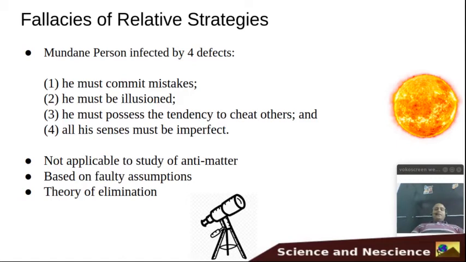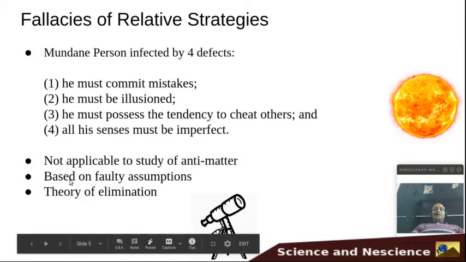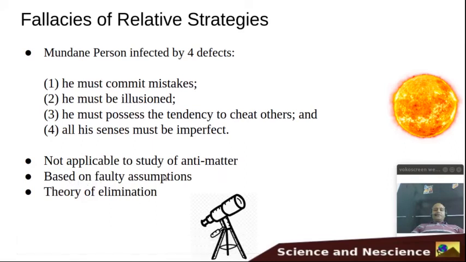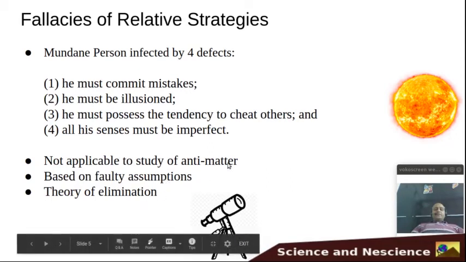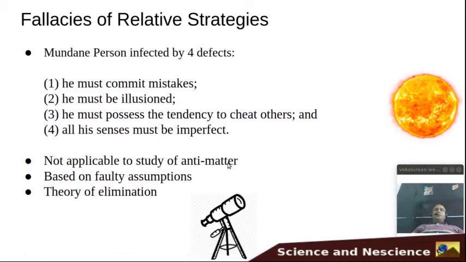Then, it is based on the theory of elimination, and it is based on faulty assumptions. So we already looked at the faulty assumptions. Now what is the theory of elimination? The way science works is you propose a theory and then you gather evidence to substantiate your theory. But you may also acquire certain other evidence which is against your theory, and scientists usually tend to discard it, and they tend to take the evidence that supports their theory.